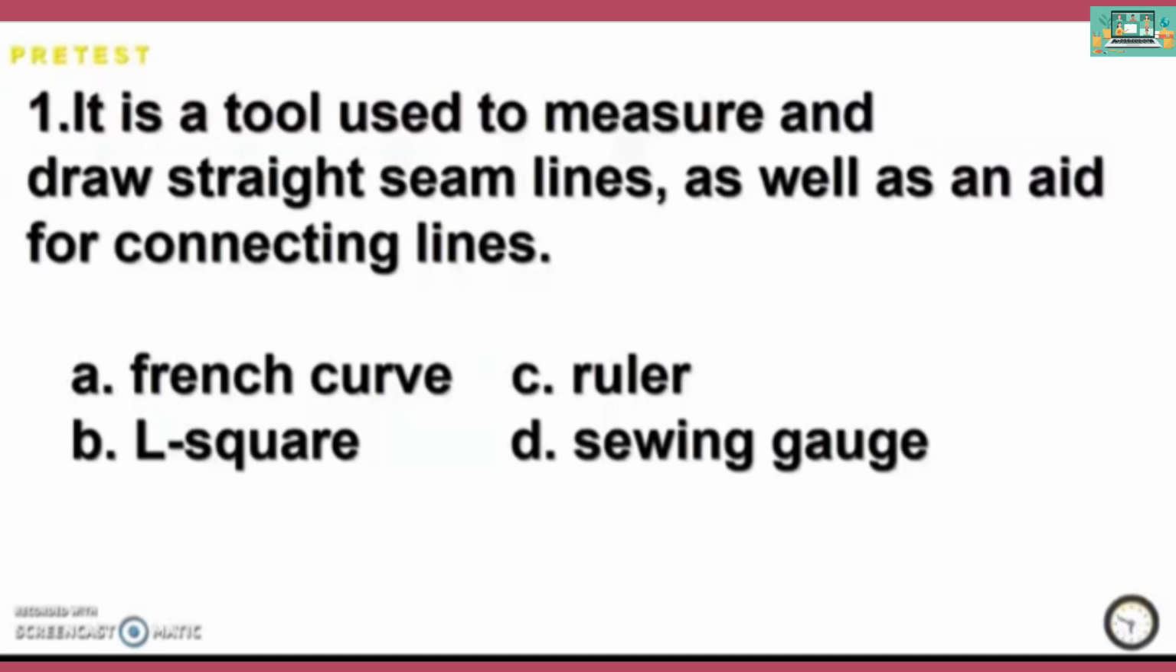Number 1. It is a tool used to measure and draw straight seam lines as well as an aid for connecting lines. A. French curve, B. L-square, C. Ruler, D. Sewing gauge. The correct answer is A. French curve.